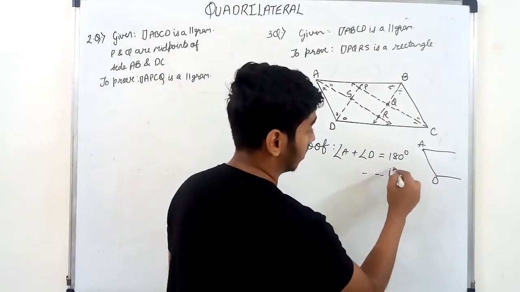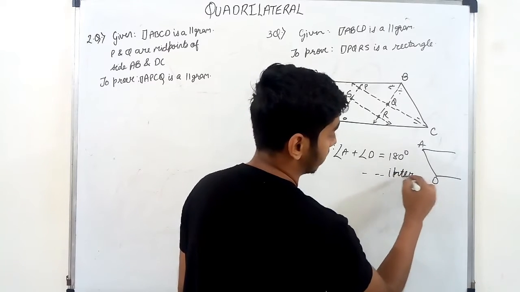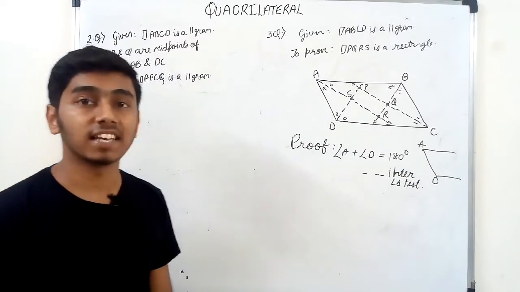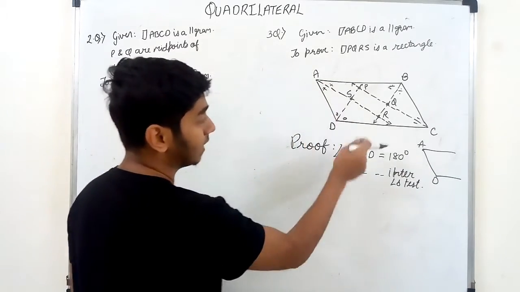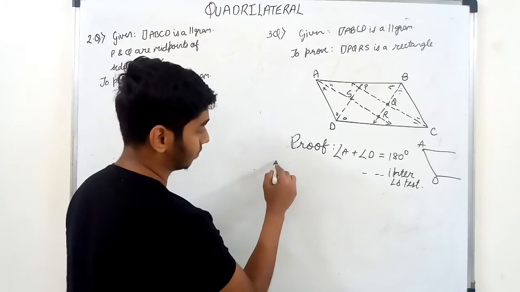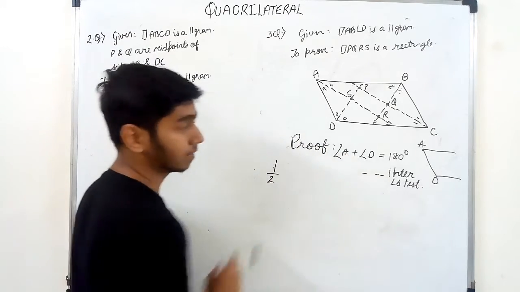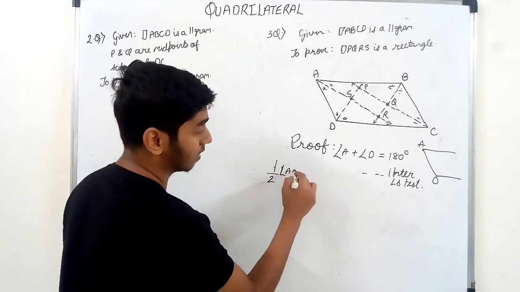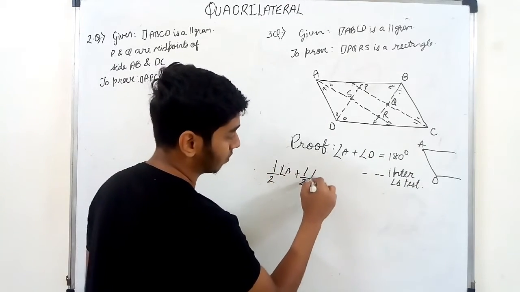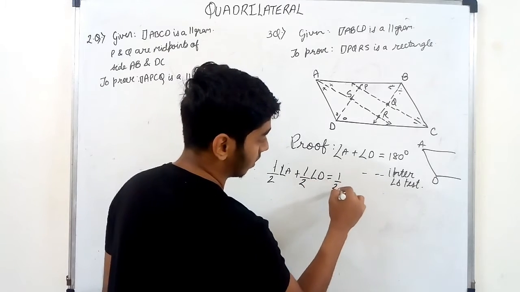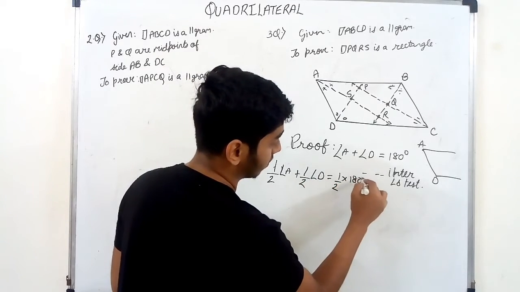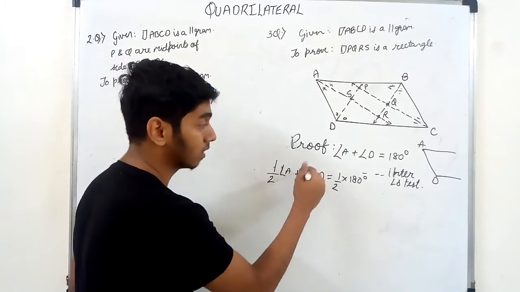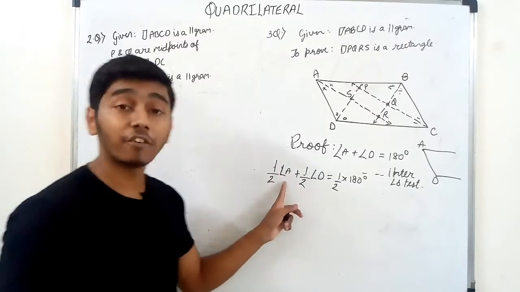So we can say interior angles test. Now A and D. So now can we say this A, okay, dividing throughout by half. So half of angle A plus half of angle D is equal to half of 180. Now why are we doing this? You'll understand why. Okay, so half of angle A.